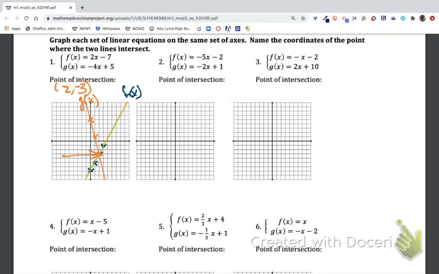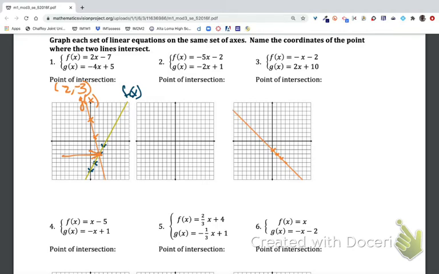For number 3, same thing. All of these, same thing. Graphing the two lines and then just seeing where they cross. So for number 3, going down 2 to start, and then down 1 over 1, down 1 over 1, down 1 over 1. And I can continue that all the way.